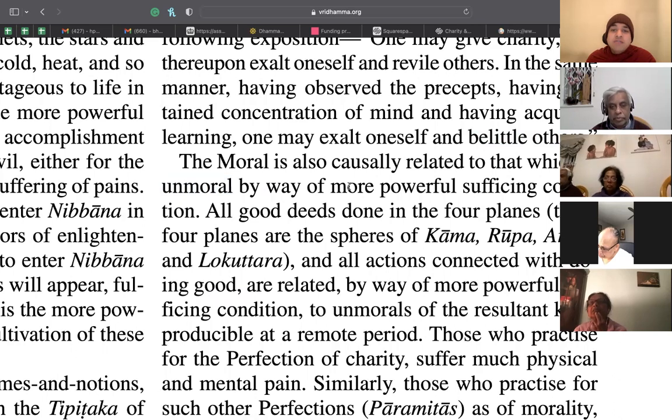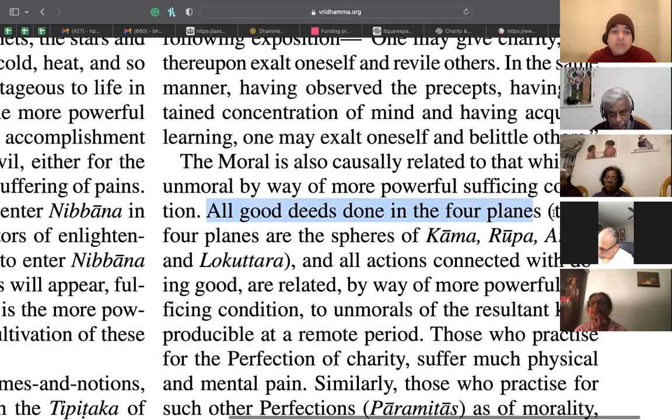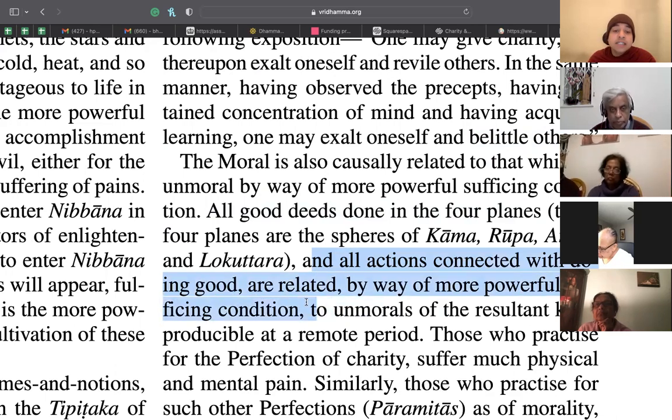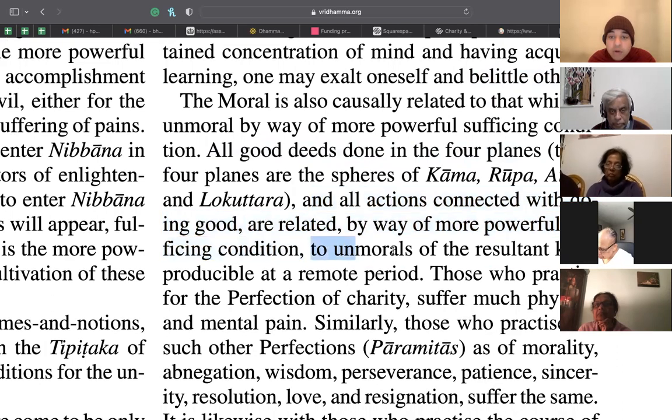By way of more powerful sufficing condition, all good deeds done in the four planes. These four planes are the spheres of Kama, Rupa, Arupa, and Lokottara, right? And all actions connected to doing good are related by way of more powerful sufficing condition to immorals of the resultant kind, producible at a remote period.